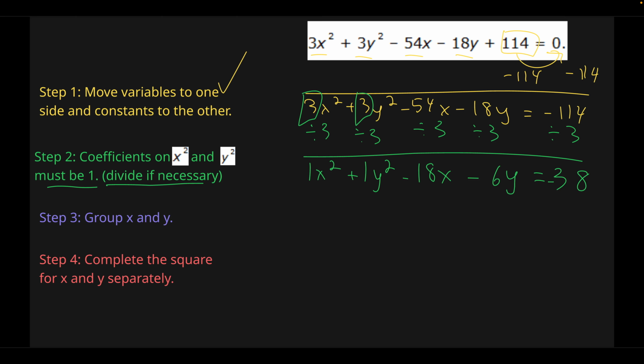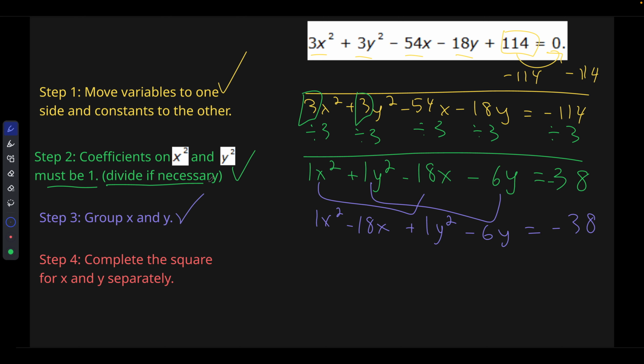Step 2 is done. Step 3 in purple: group x and y. So put the x's together and put the y's together. Now we have 1x squared minus 18x and then plus 1y squared minus 6y equals negative 38. All right, so we have grouped. Step 3 is done.